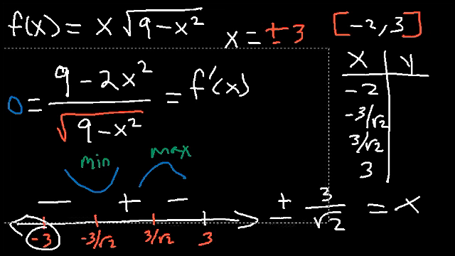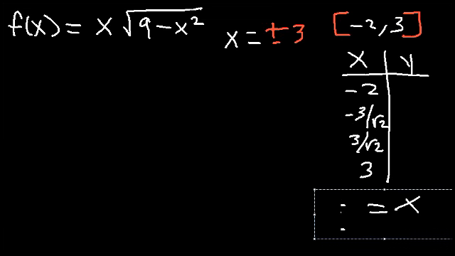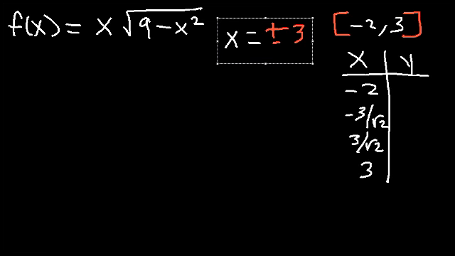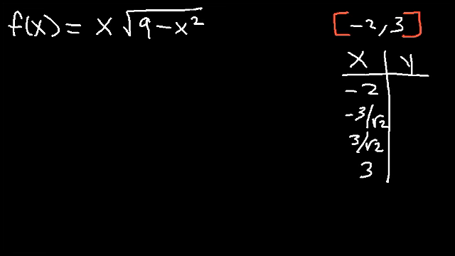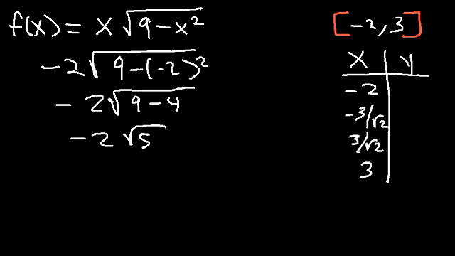So now we just need the original function. So let's start with negative 2. So it's negative 2 times the square root of 9 minus negative 2 squared. Negative 2 times negative 2 is 4. So this is 9 minus 4. So this is negative 2 square root 5. That's the exact value. But as a decimal, it's about negative 4.5 or negative 4.47.